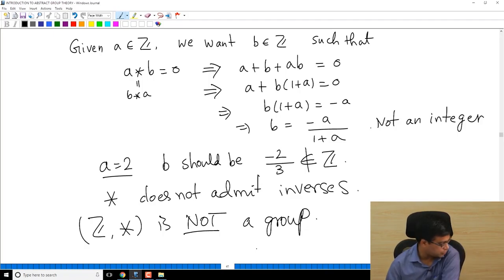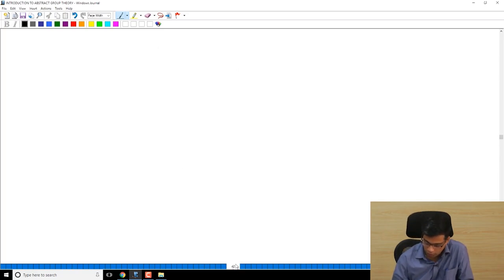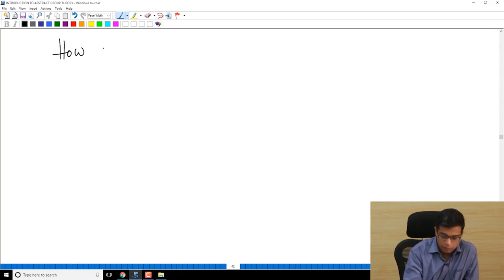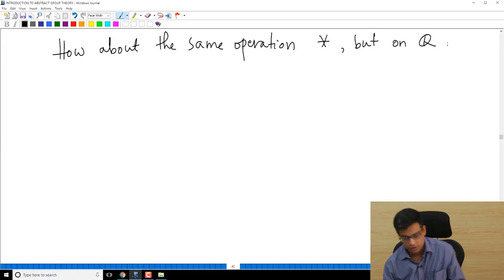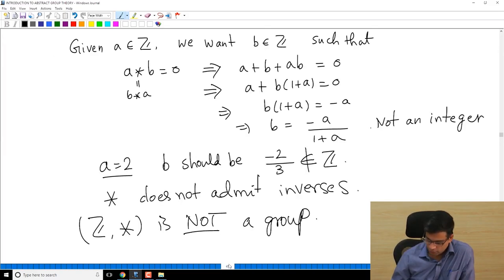Okay. But let us look a bit more closely at this operation. Why did inverses not exist here? Because we have to consider rational numbers. So, how about enlarging our set? How about the same operation star, but on, let us say, Q, the set of rational numbers. So, here in the previous page, we saw that the inverse of 2 under this operation should be minus 2 by 3, which is not an integer, but it is a rational number.